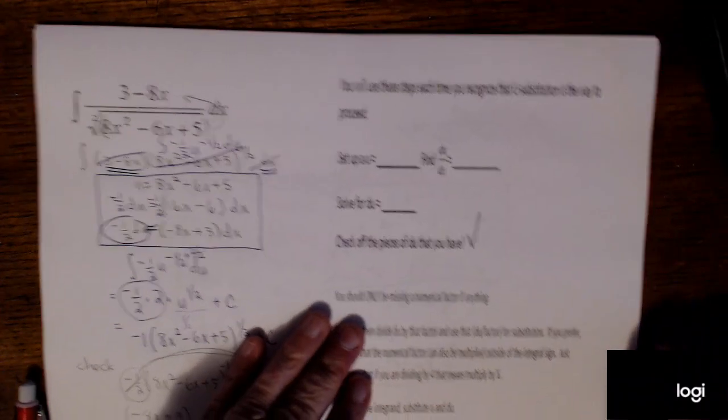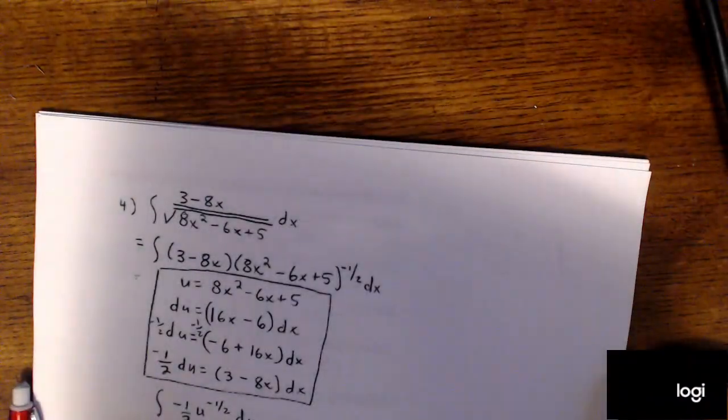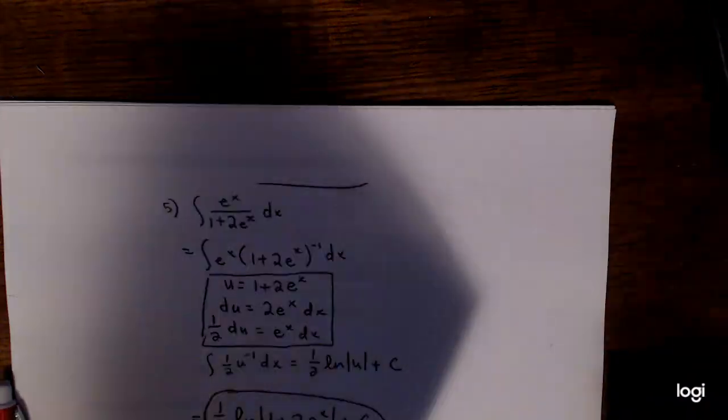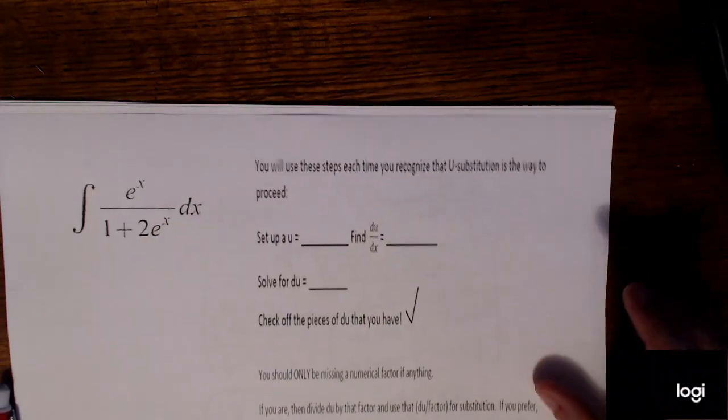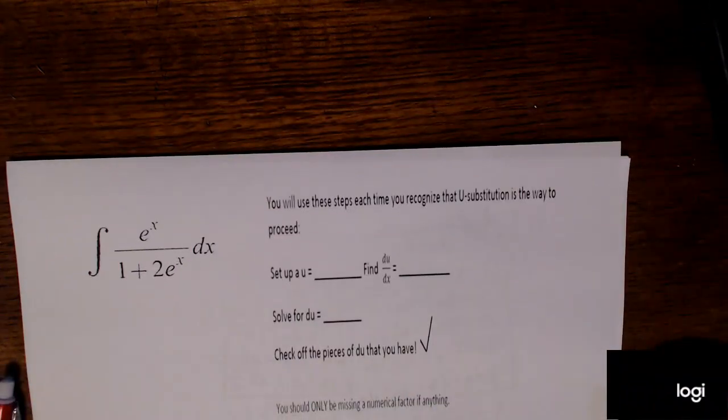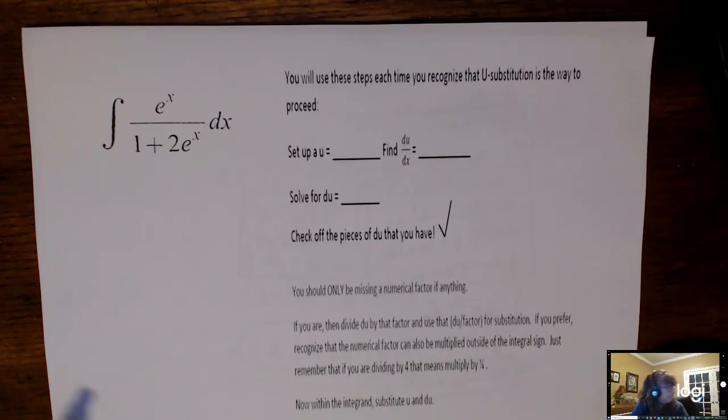Alright, let's see. Now the question is going to come up soon. Not yet. So let's see what happens when you have an e to the x. I have a cat trying to get in.